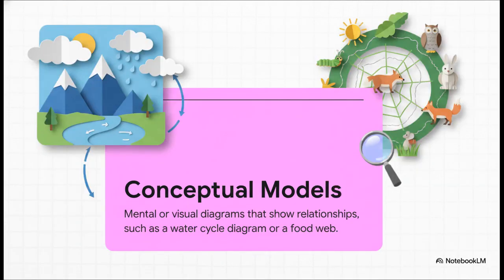Next in the kit are conceptual models. We're talking mental or visual diagrams that show relationships. Whenever you draw a water cycle diagram on the board or map out a massive food web showing energy transfer, you're using a conceptual model. You are literally taking the invisible, abstract threads of nature and making them concrete for your students to see.